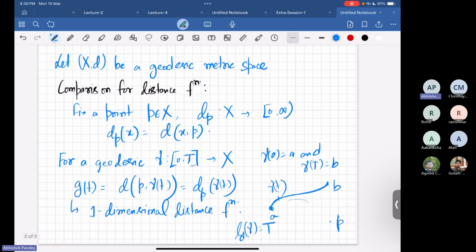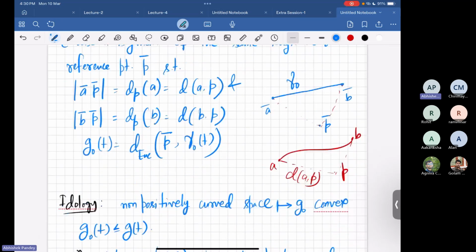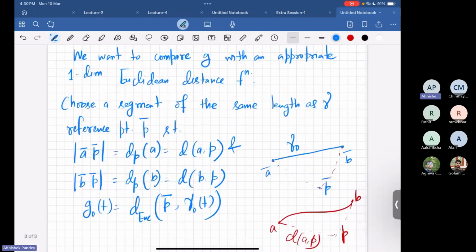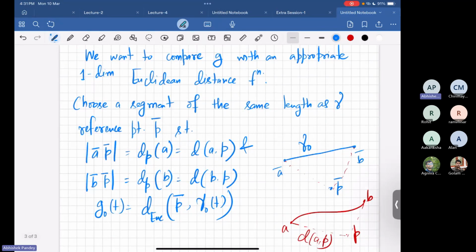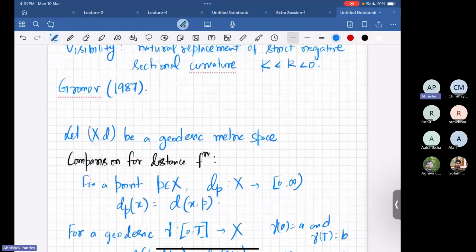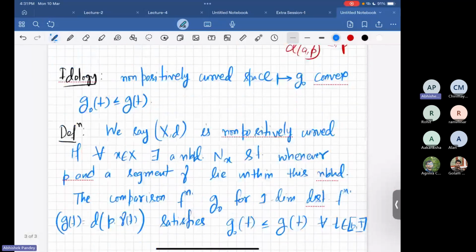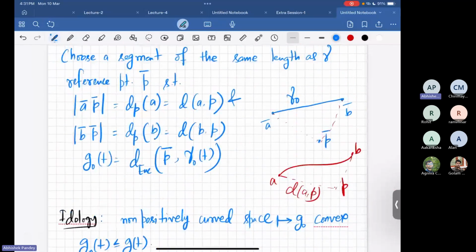So we need to construct a segment which has the same side length. What does it mean? It means that the length of the curve gamma will be equal to the length of this segment gamma naught, and the reference point we will choose accordingly. What do we mean by accordingly? It means that the distance between A and P will be equal to the distance between A bar and P bar, and the same for B bar to P bar. Okay, once we have this one, we can define the one-dimensional Euclidean comparison function g naught, and this g naught will be compared with g.